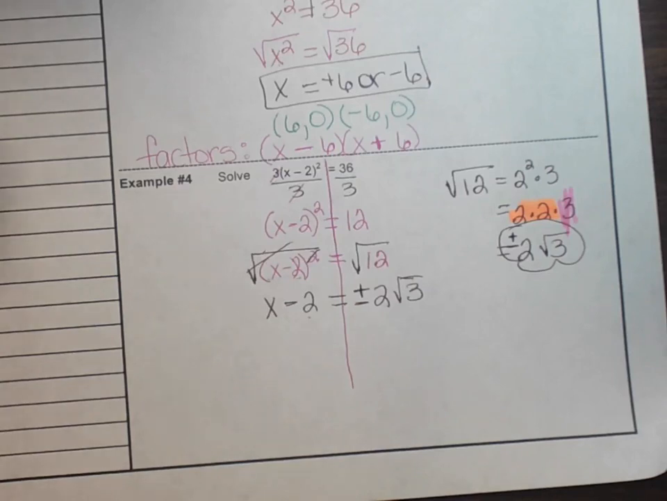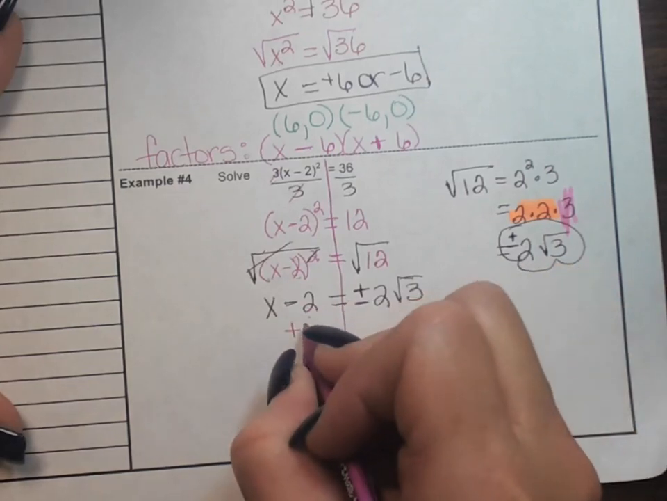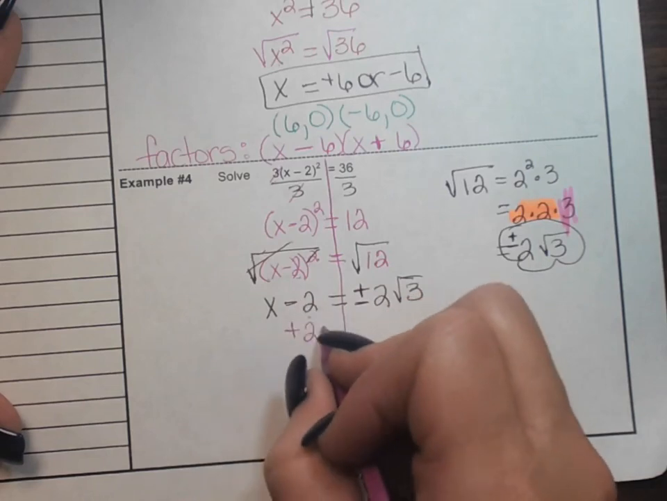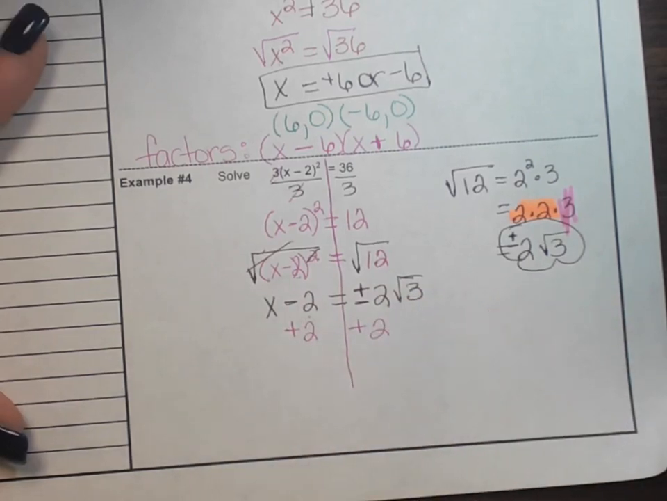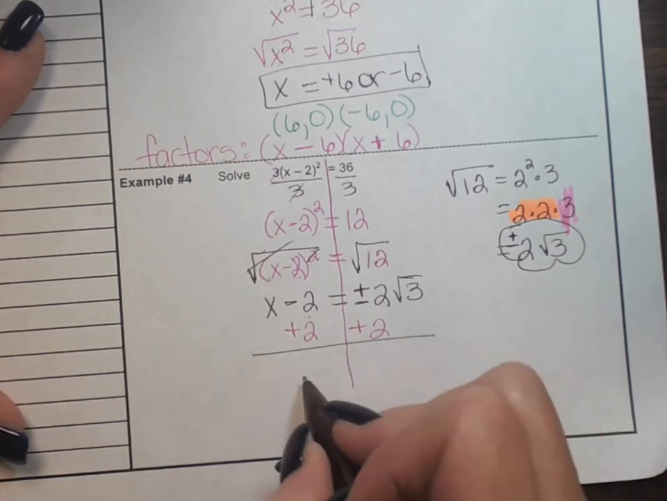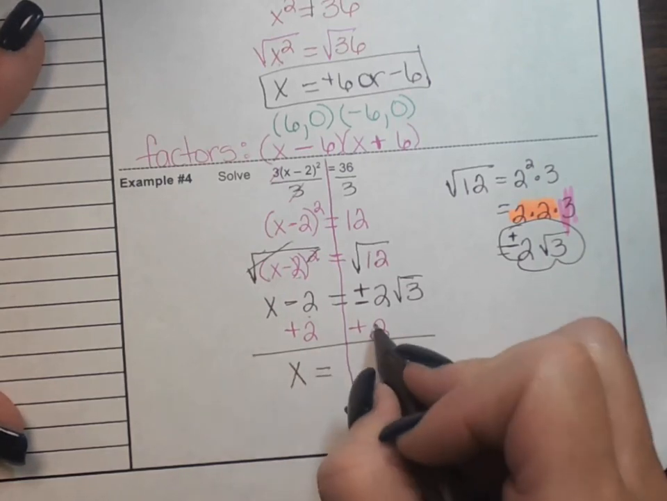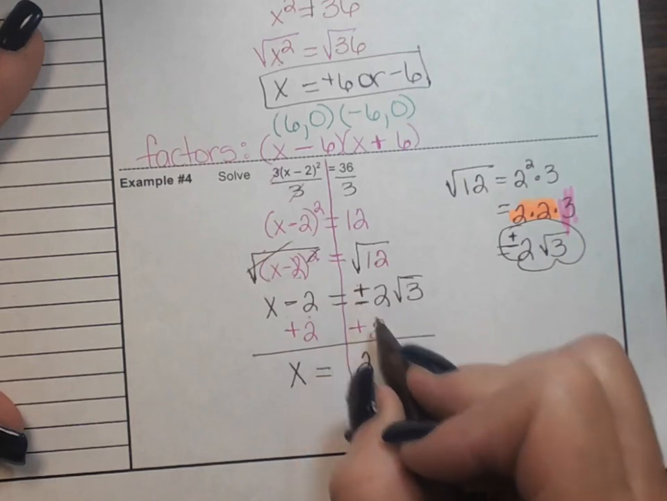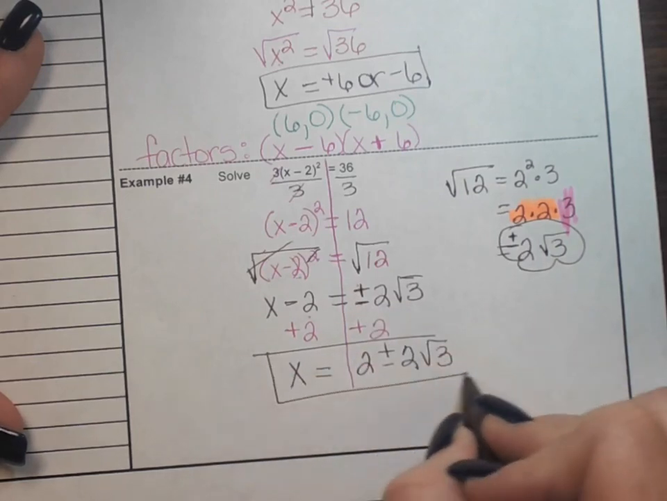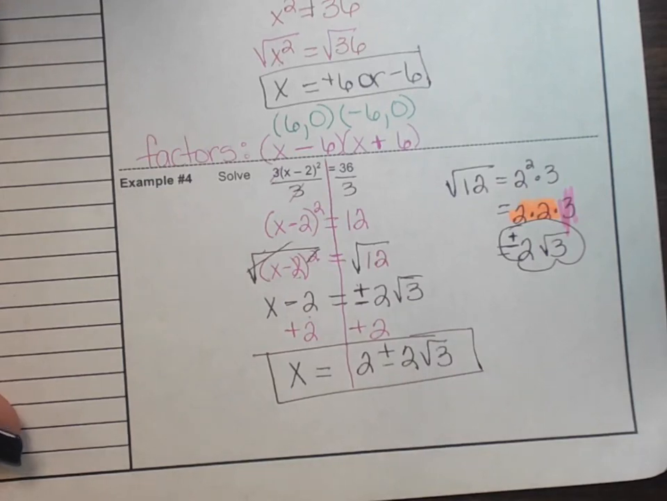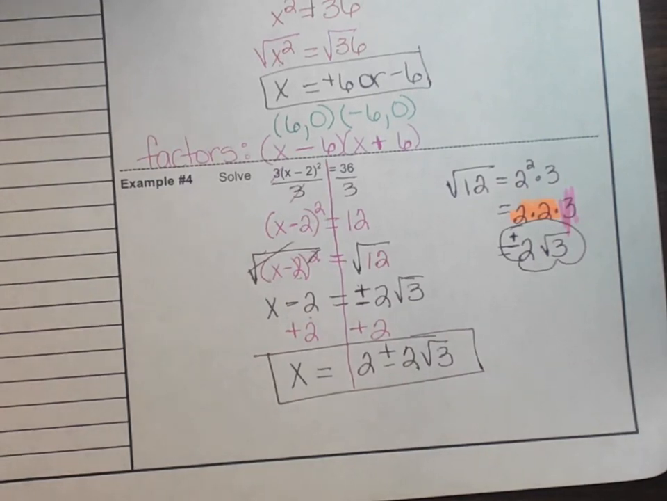Now, I still need to get x by itself. So I'm going to add 2 over here. And remember, what you do to one side of the equal sign, you do to the other. And I end up with x equals 2 plus or minus 2 square root of 3. And that's going to be my solution for x. Okay? And for right now, that's how we're going to leave it. So this is how you solve quadratics by the square root method.